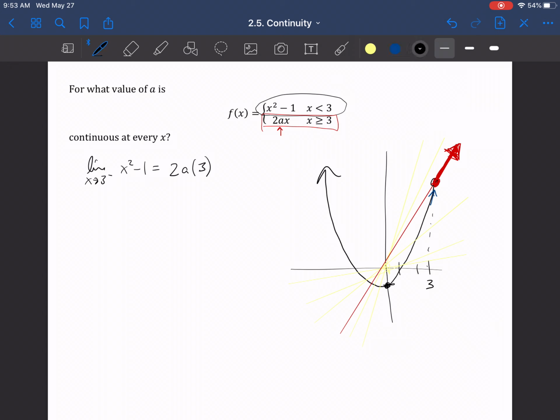The limit as x goes to 3 from the left of x squared minus 1, we can just plug in 3 because it doesn't give us any issues. So this becomes 9 minus 1, which is 8. Over here on this side, this becomes 2 times 3, which is 6a. Then we end up with 6a equals 8, which means a equals 8 over 6, which is 4/3. So that's our answer. A equals 4/3. If we plug that in, then it will be continuous, and the values will be equal at that point. So that's pretty much it for this section.